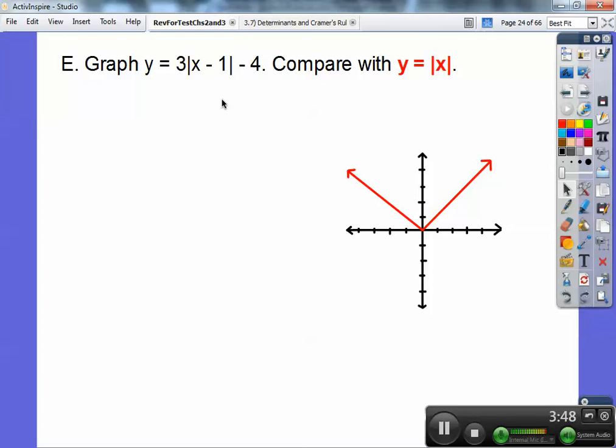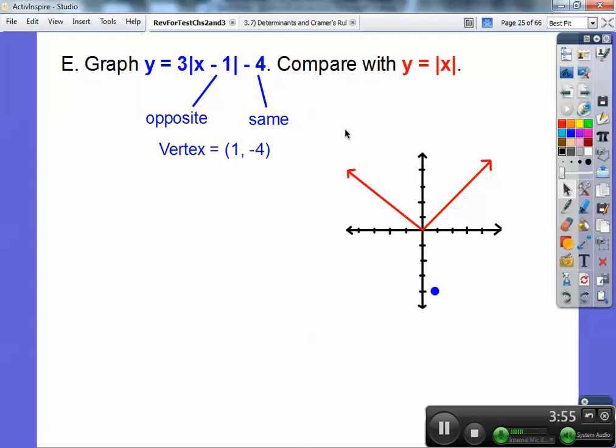And all this is going to do is shift it, and I always say opposite same. So it's going to shift it. The vertex is going to be at -1, I'm sorry, +1, -4 right there.